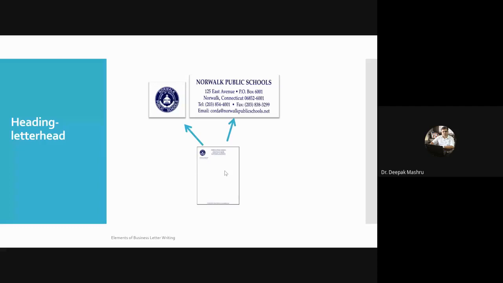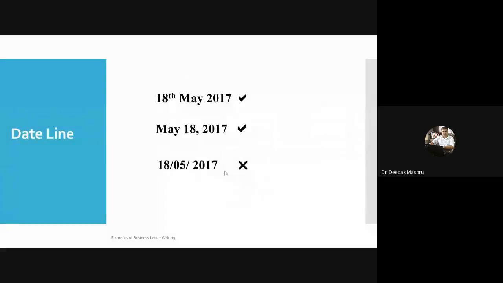First two date formats are acceptable. The first one is called DDMMYY. That is the British method: date, month, and year. The second method is MMDDYY. That is month, date, and year, and that is the American method. You can use either of the methods.